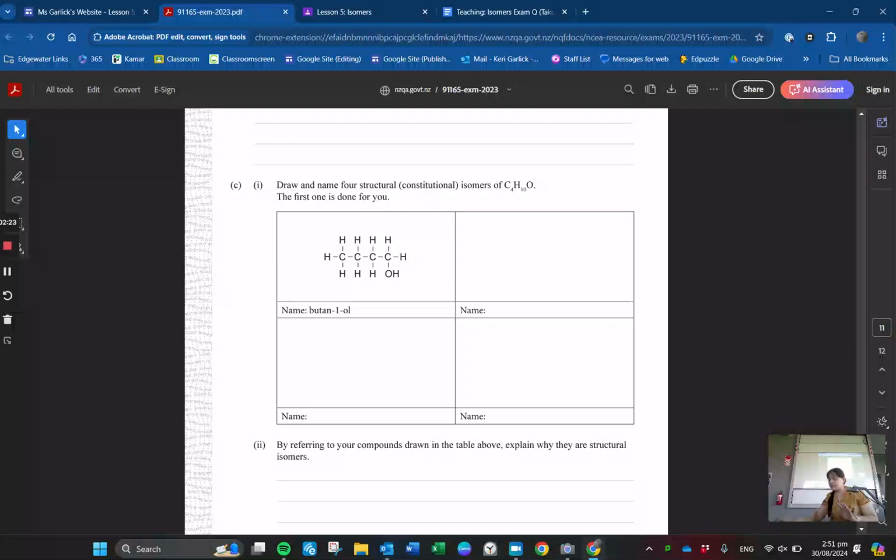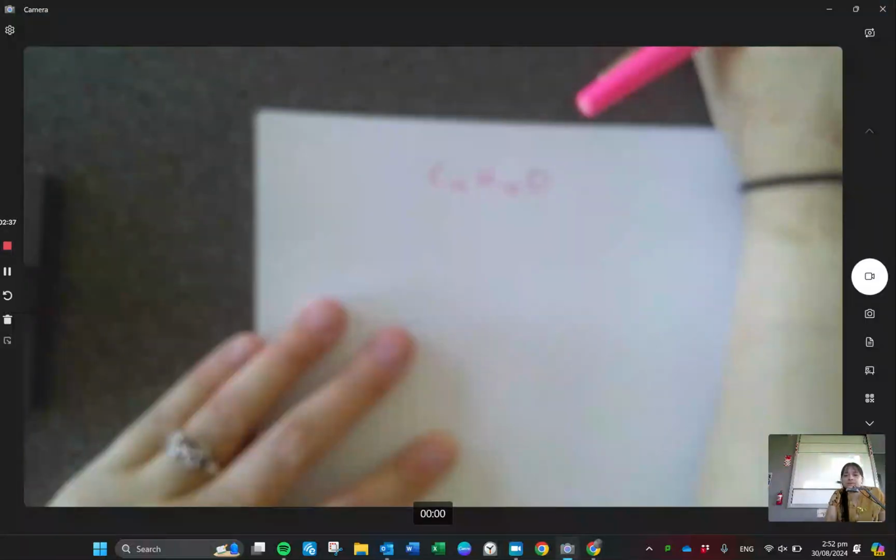They also want me to refer to their names and explain why they are structural isomers. So, let me write down the formula, which is C4H10O. And they've given us the first one, which is butan-1-ol. All right.